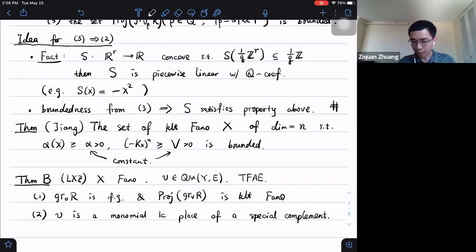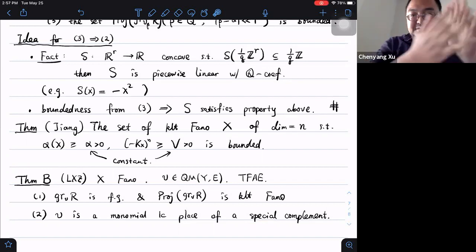As I said, the special complement is a concrete definition that guarantees that every associated degeneration is special, so it has KLT singularity. I'll just leave the statement like this, and then Yuchen will continue next time. At least I think he will tell you what a special complement is. Right, so I'll stop here. Okay, thank you very much.